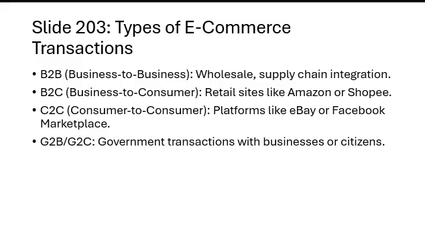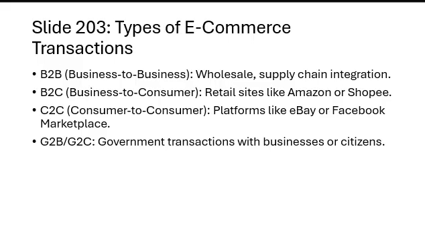Let's discuss the types of e-commerce transaction. We have B2B, business to business, which involves wholesale and supply chain integration. Next, we have B2C, business to consumer, which includes retail, for example Amazon and Shopee. And then we have C2C, customer to customer. This is the platform that includes eBay or the Facebook marketplace.